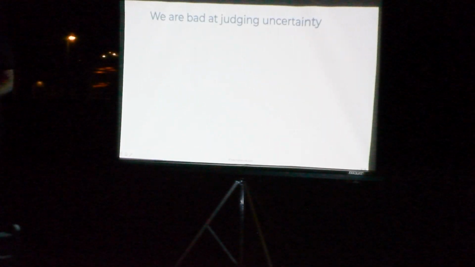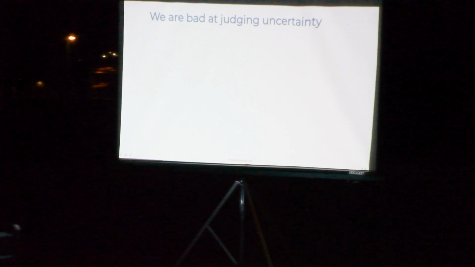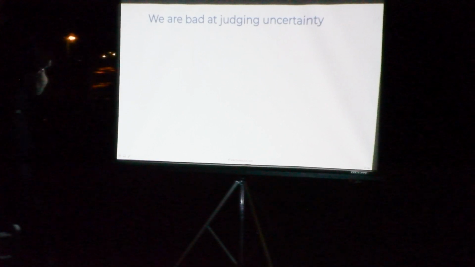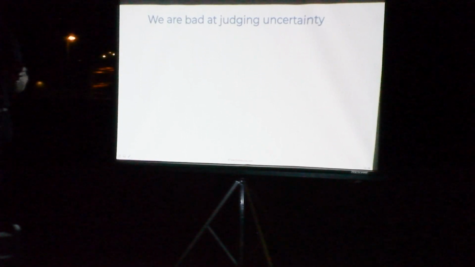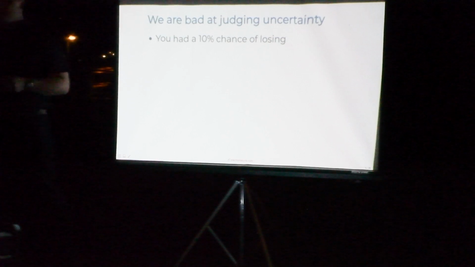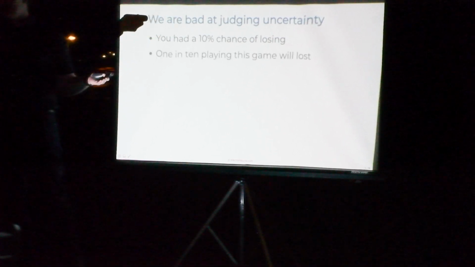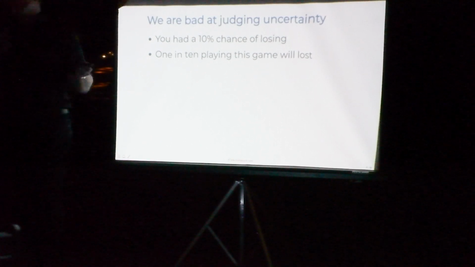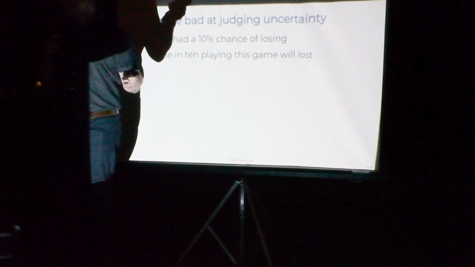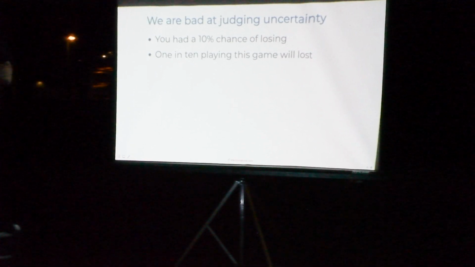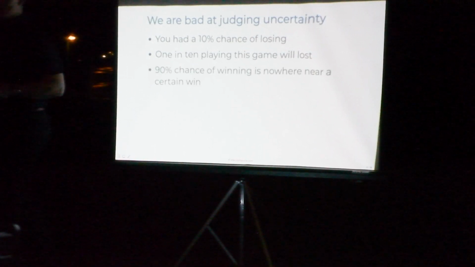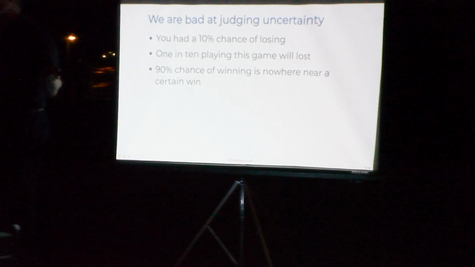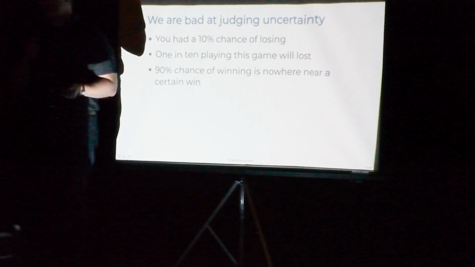Well, we're pretty bad at judging uncertainty, right? When we see something over 50%, we're typically thinking it's going to happen. Especially when you start seeing 90%, it's just very unlikely that it's not going to happen. In this case, we had a 10% chance of losing. 1 in 10 playing this game will lose. It's just that I rigged it, but in reality, you still had that chance. I just gave you the simulated effect. You had a 90% chance of winning. It's really nowhere near a certain win. A certain win is 100, but there's still a chance.